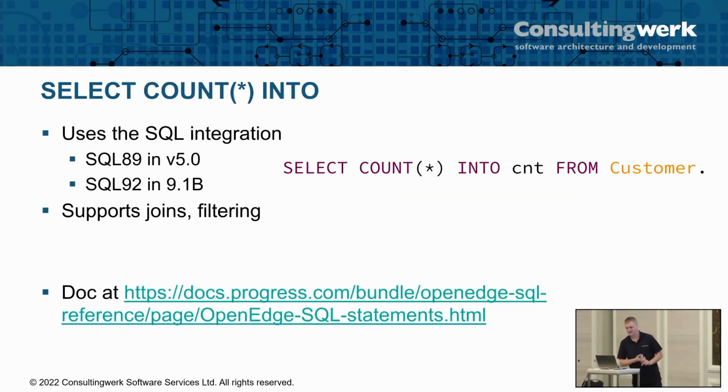Third option uses SQL from the ABL, right? Select count star into a variable, right? Been in the language since V5, or 9.1b for the SQL 92 engine, and it looks like that. Select count star into a variable from customer, and again, joins and filtering, right? Customer, comma, order, whatever the syntax is. I can tell you in ABL, but not in SQL. But we can do filtering and narrowing down of those records, right? So it's not just the whole table.